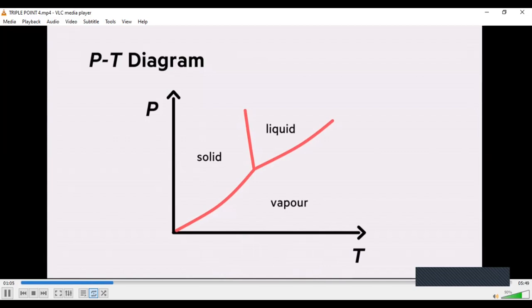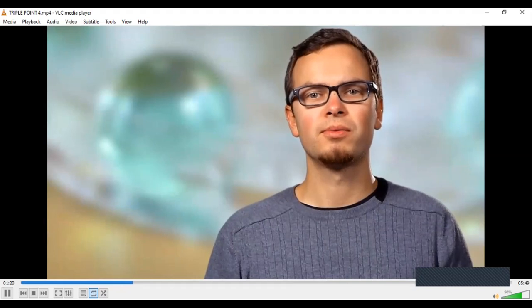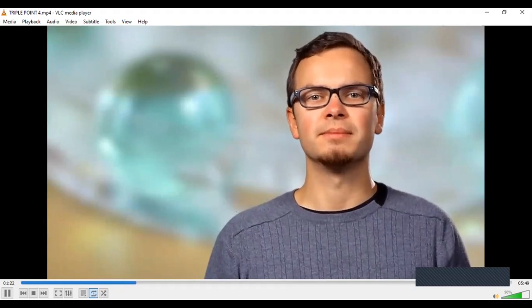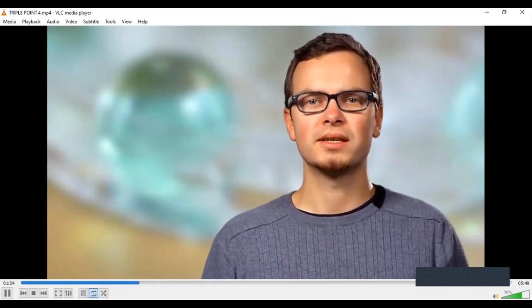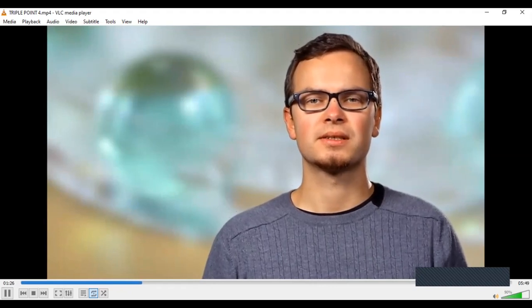The triple point is the location where all of these lines meet. It is specified by a certain pressure and temperature that is characteristic for each substance. If a pure substance is at these specified temperature and pressure values, all three phases will be present at the same time. One says that the three phases coexist.